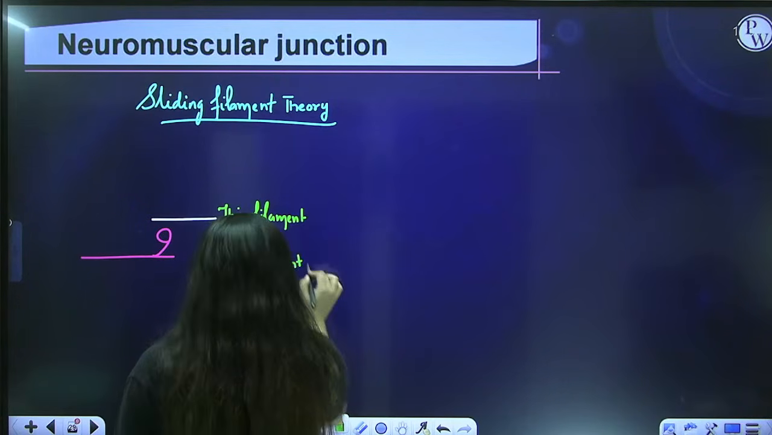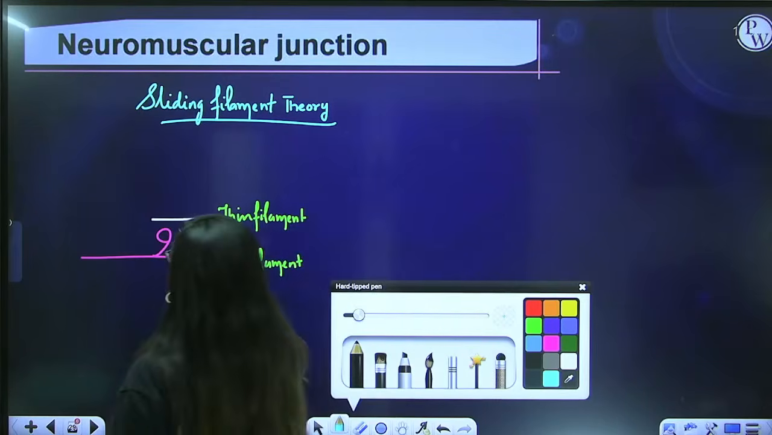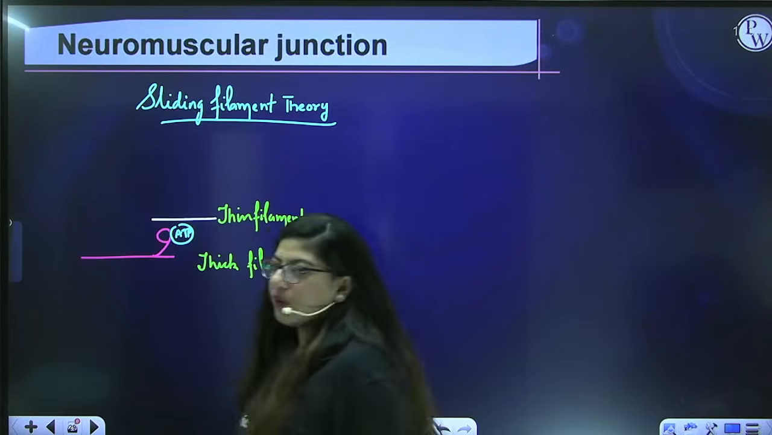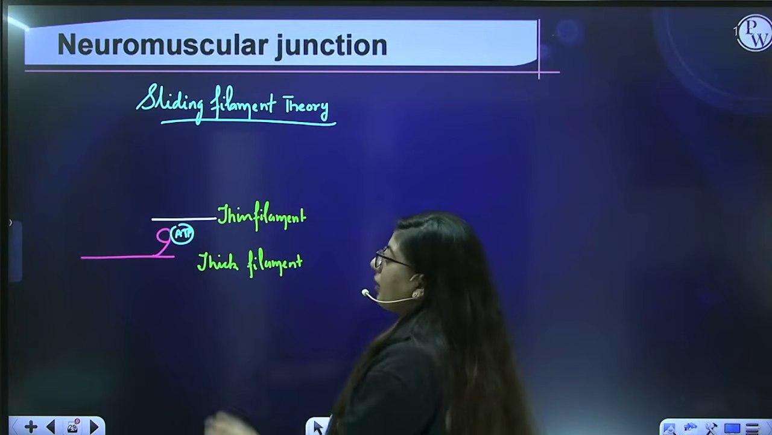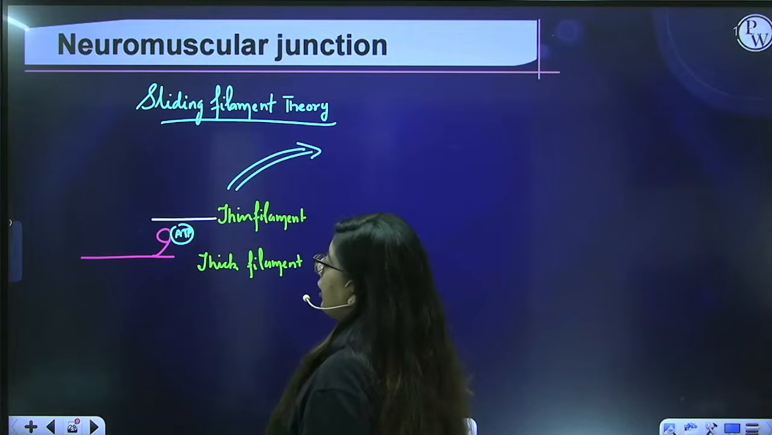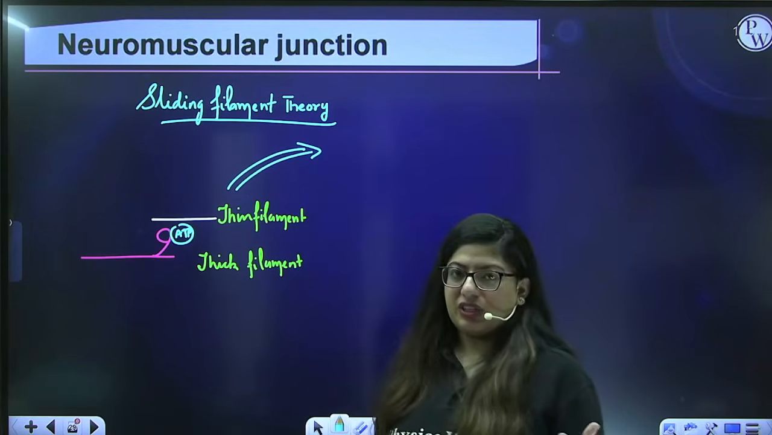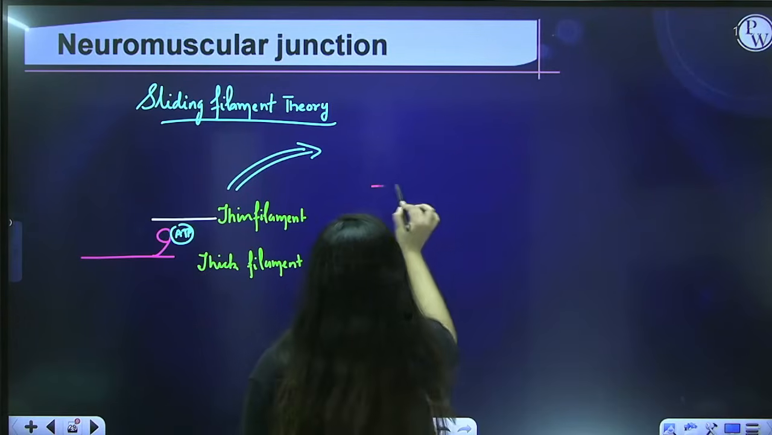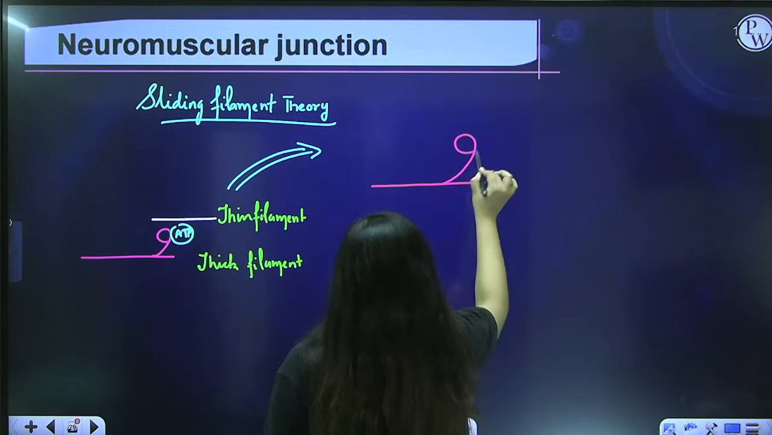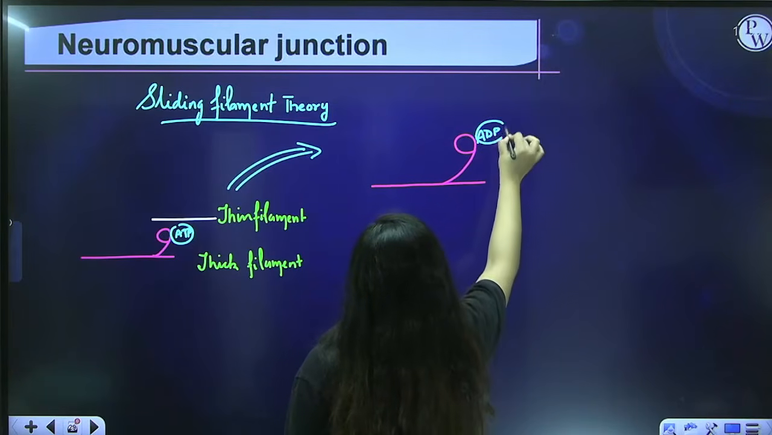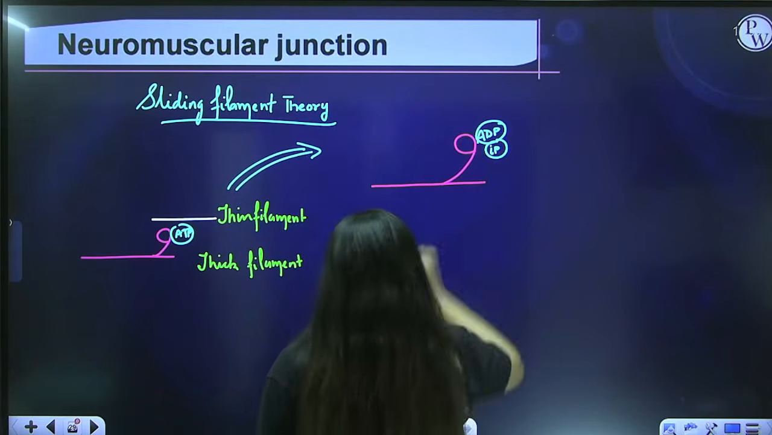Okay, and as you know, the ATP always binds to the head of the thick filament. This is how ATP binds. Now when the ATP breaks down, it will give energy. So imagine in the second step, what happened? The ATP breaks down, and when the ATP breaks down, it forms ADP and IP. Okay, this is what happened.